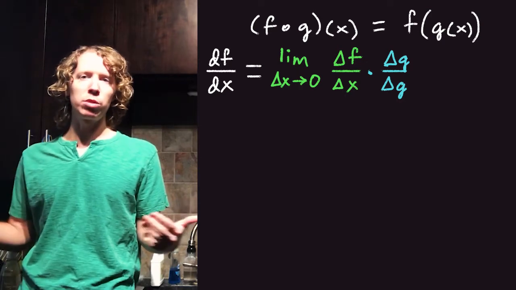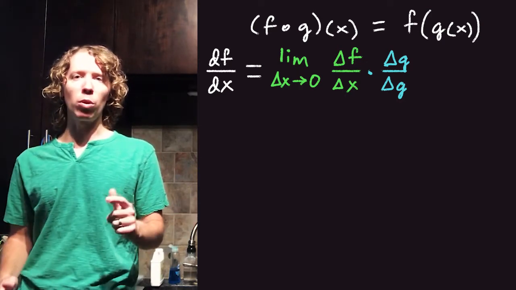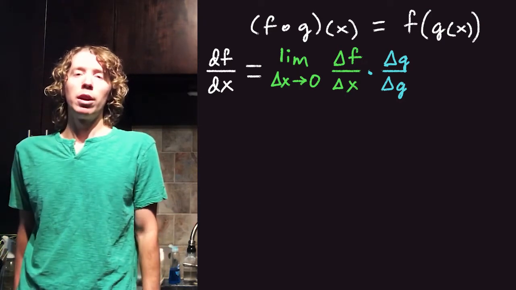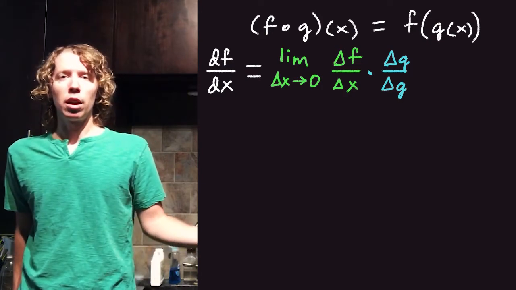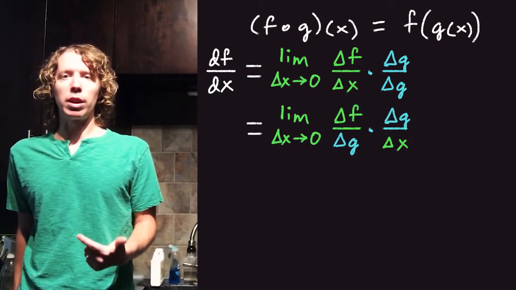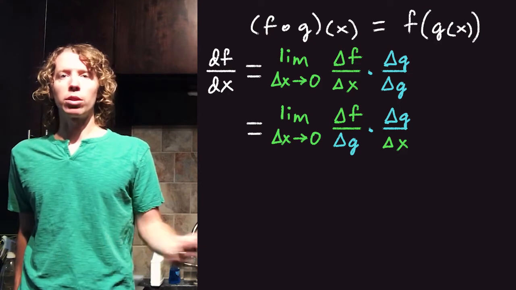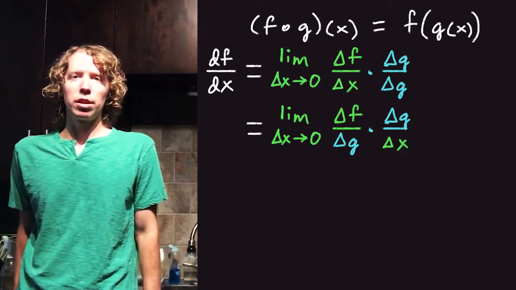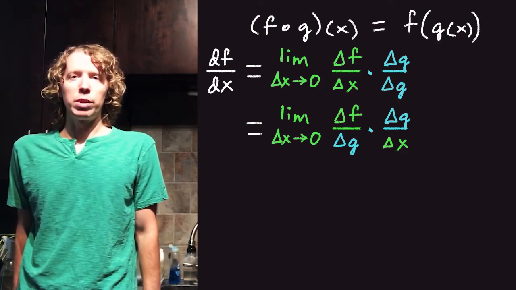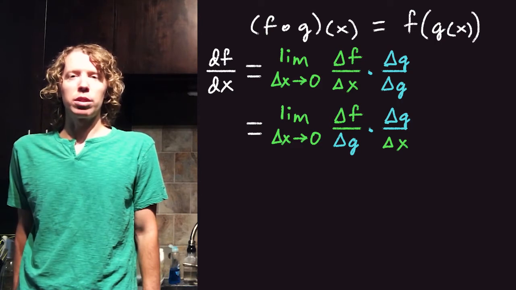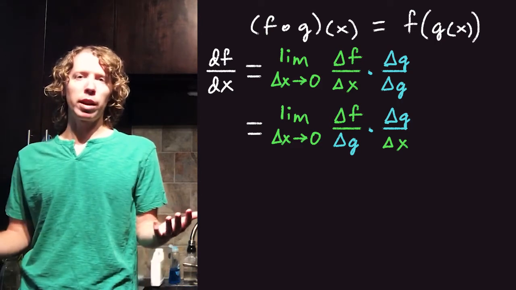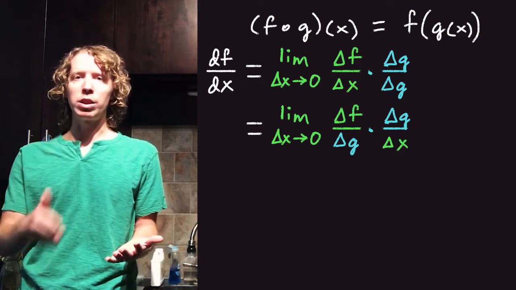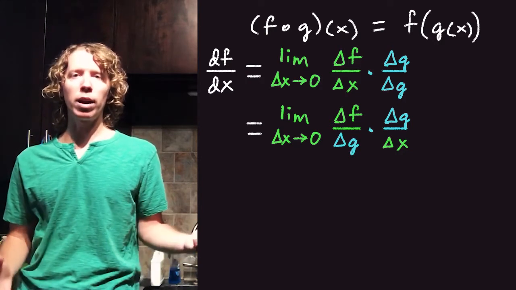When you multiply fractions, you multiply straight across, and it doesn't matter the order in which we multiply those. So let's bring the change in g on the bottom over underneath the change in f, and move that change in x over underneath the change in g. And now when we take the limit as change in x goes to 0 of this product, we're really just letting change in x go to 0 for each piece of the product. So we can rewrite it like this.